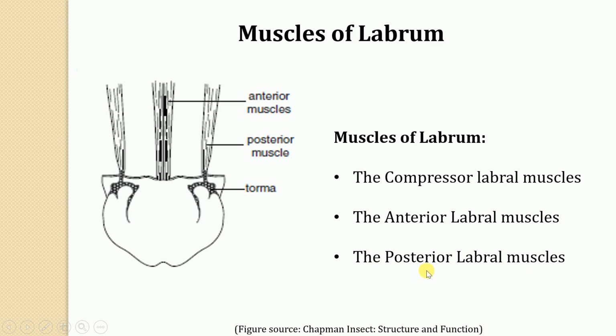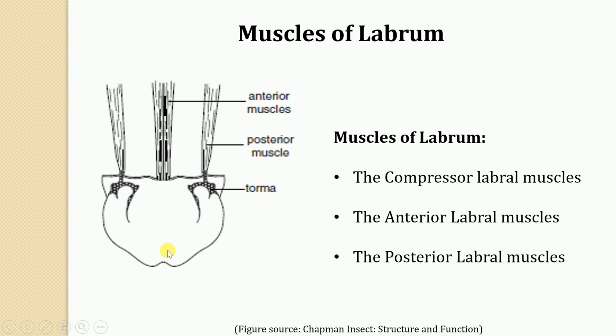So let's see one by one. First of all, the compressor labral muscles. Now compressor labral muscles occur in a pair on the lateral side or as a single median one. So this is the location, follow the pointer. So this is actually the location of that compressor labral muscle from the internal side of the labrum. Either it occurs in a pair or it may occur in a single region in the center.